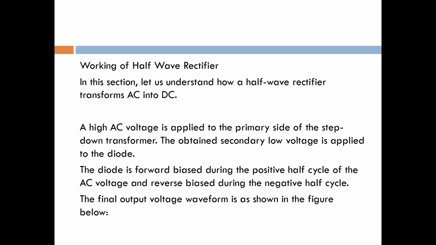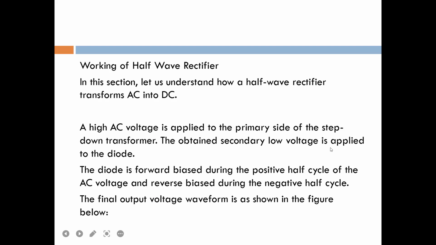Now, the working of a half wave rectifier circuit. In this section, let us understand how the half wave rectifier circuit transfers AC into DC. The term rectifier means it converts. It may be a half wave rectifier circuit, a bridge rectifier circuit, or a full wave rectifier circuit; you can surely say that it converts AC to DC. So what happened? The AC high voltage is applied to the primary side of the step down transformer. Just see the diagram.